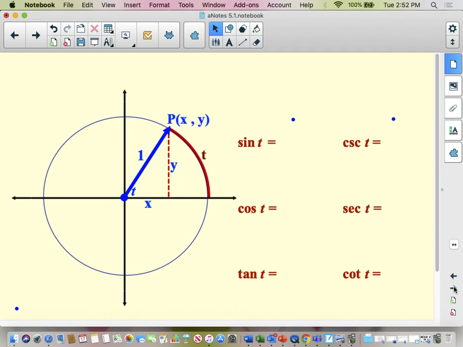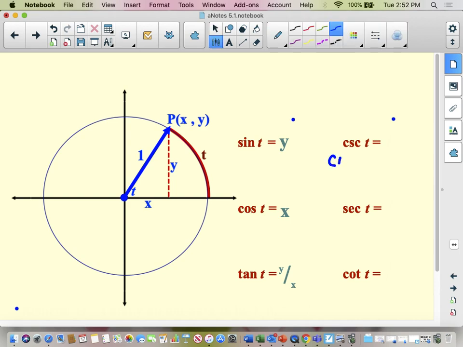So if you don't recall, we've already covered the sine, cosine, and tangent ratios. So you know that your sine on the unit circle, your sine of any angle is equal to the y coordinate. Cosine of any angle is your x coordinate, and the tangent is your y divided by your x.